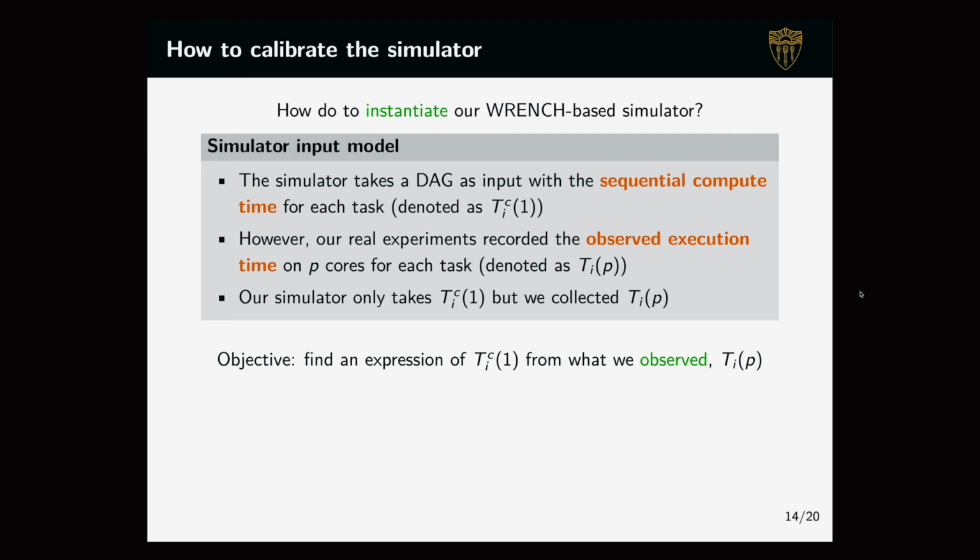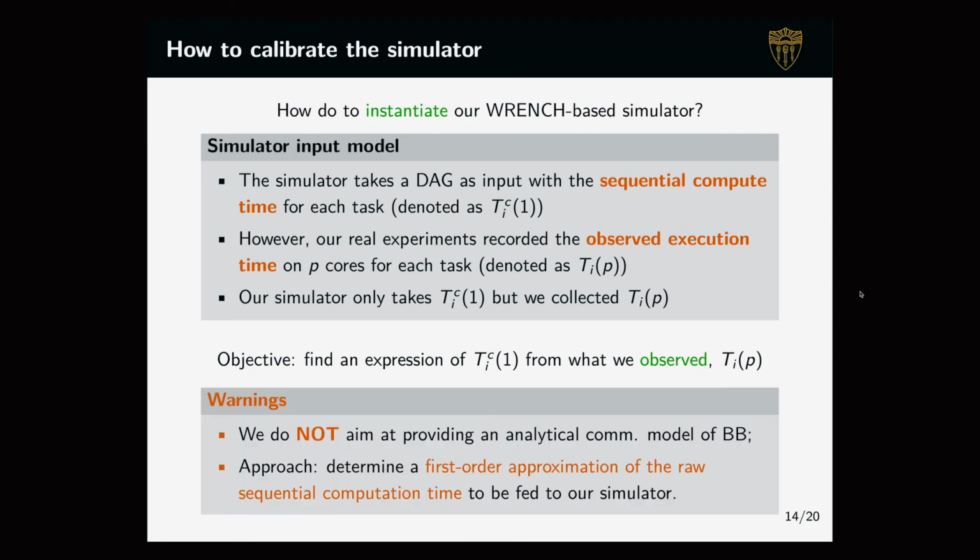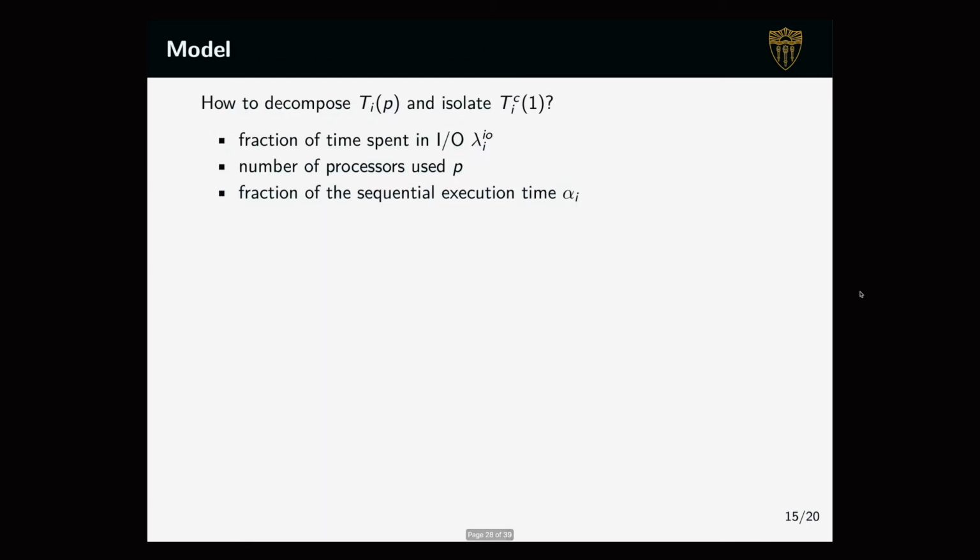So how do we do that? That's what we'll discuss in the next slide, but first I will take a few seconds to discuss something. We do not aim at providing an analytical communication model in this section. What we want to do is to determine a first-order approximation of the raw sequential computational time. By raw sequential computation time, I mean sequential computation time without any I/O. So T_i^C1, basically. So how do we decompose T_i^P and isolate T_i^C1?